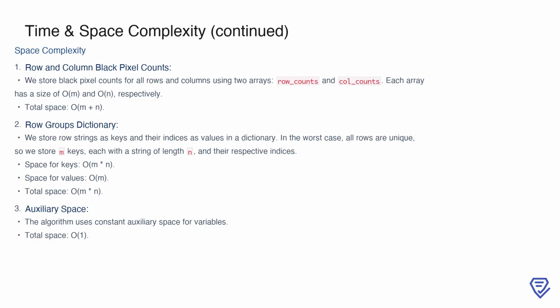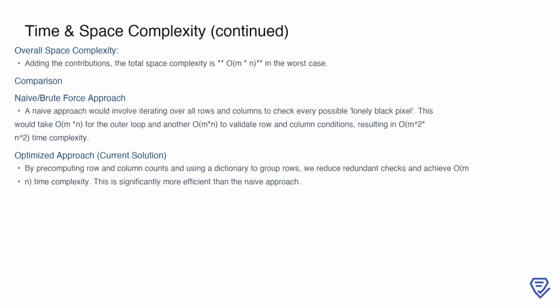Finally, the algorithm uses constant auxiliary space for variables, which adds O(1). Summing these, the overall space complexity is dominated by O(m*n). Adding up all the contributions, the total space complexity of the solution is O(m*n) in the worst case. To provide context, let's compare this optimized approach to the naive method.